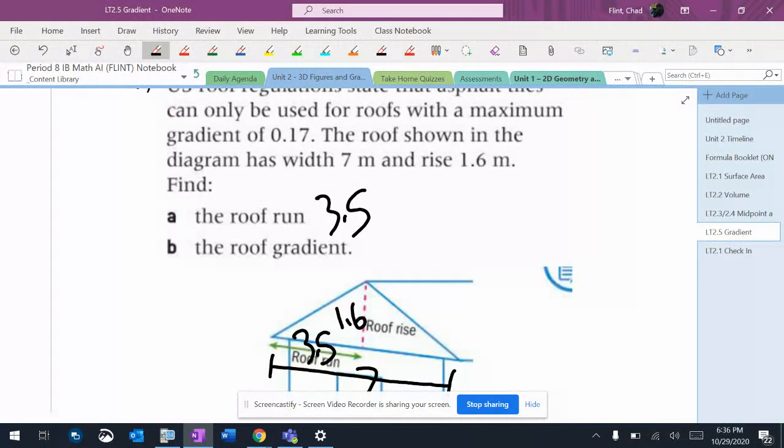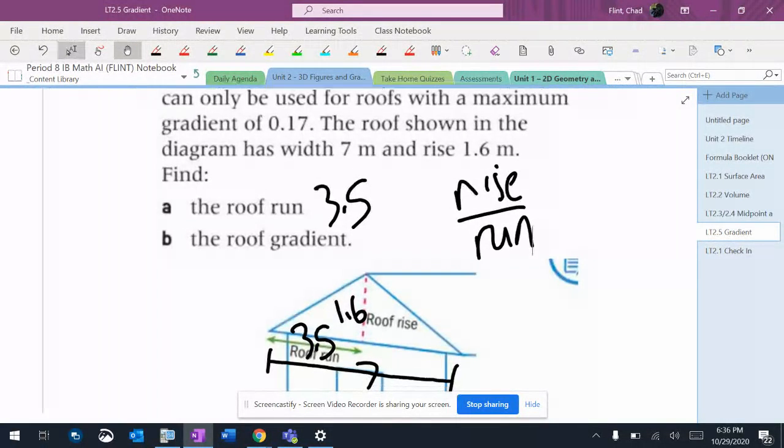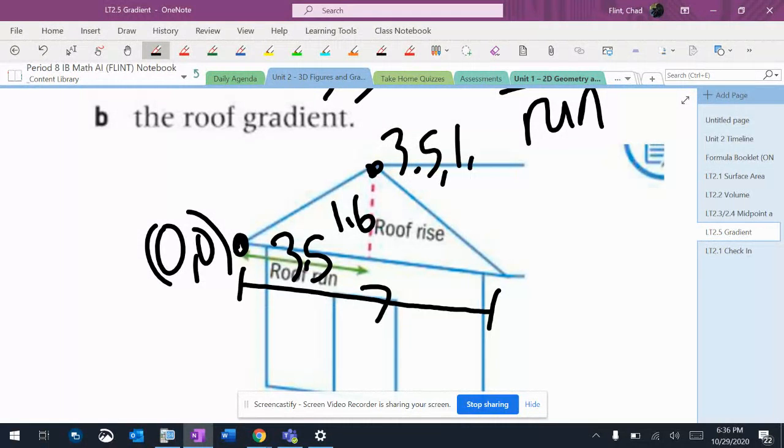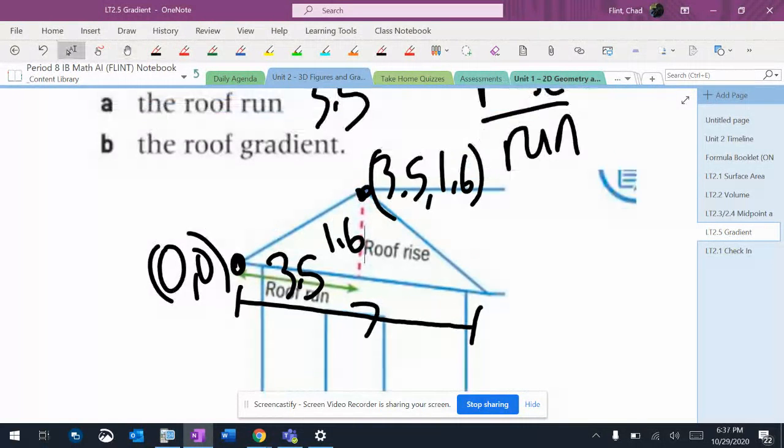All right, and then it wants to know what the roof gradient is. Well, the gradient is the rise over the run. You could try to put this into the equation. If you did that, you would have to consider this point right here to be 0, 0. And then this point here would be 3.5 to the right, so x would be 3.5, and then it's up 1.6. So it would be like that. I think that's kind of confusing.